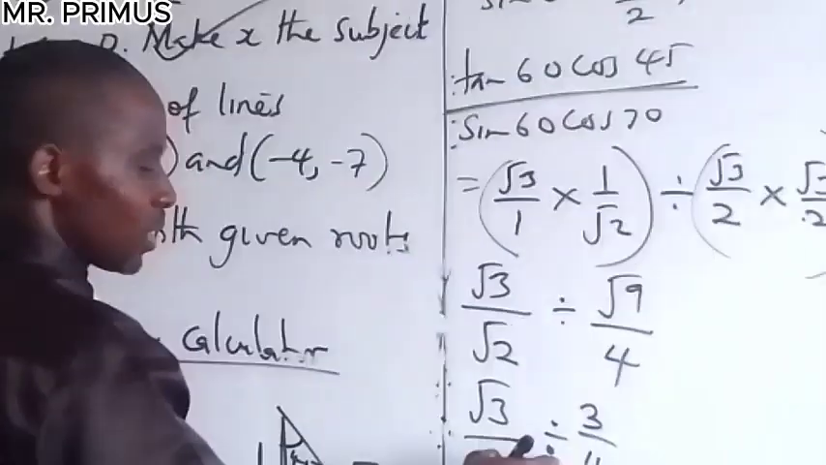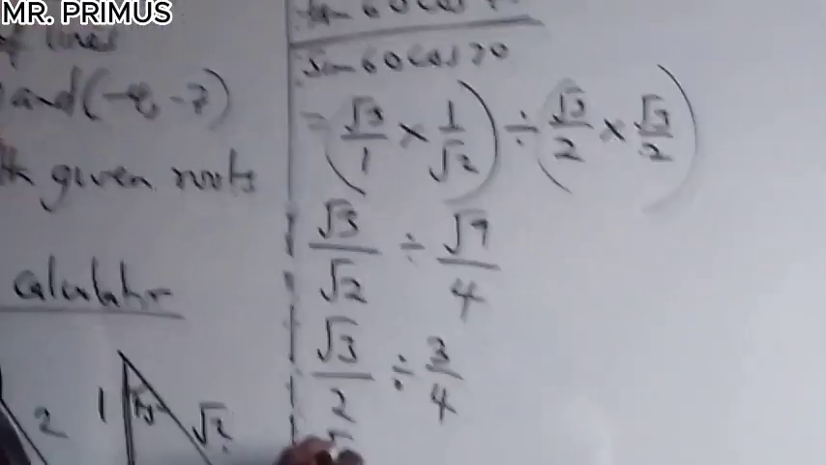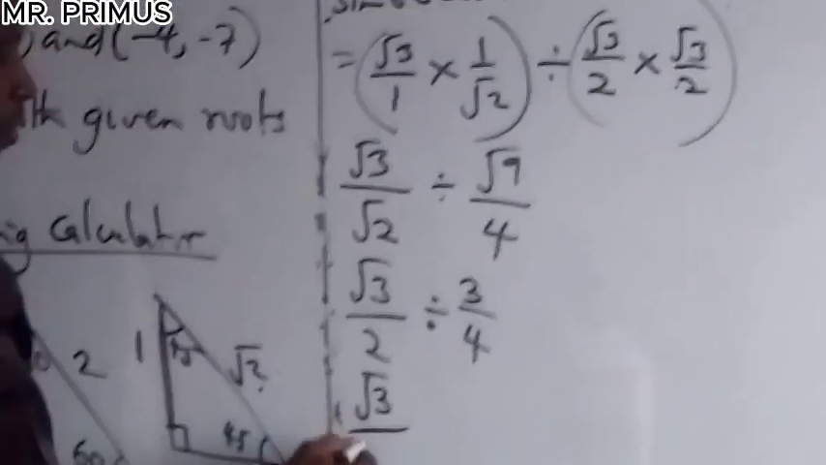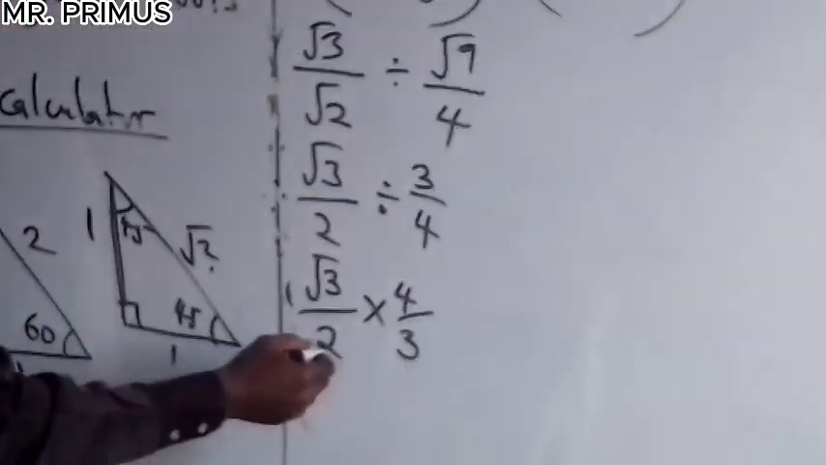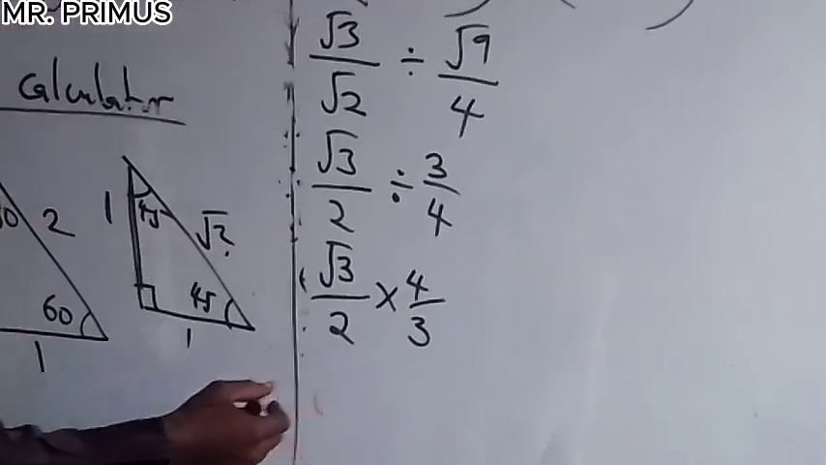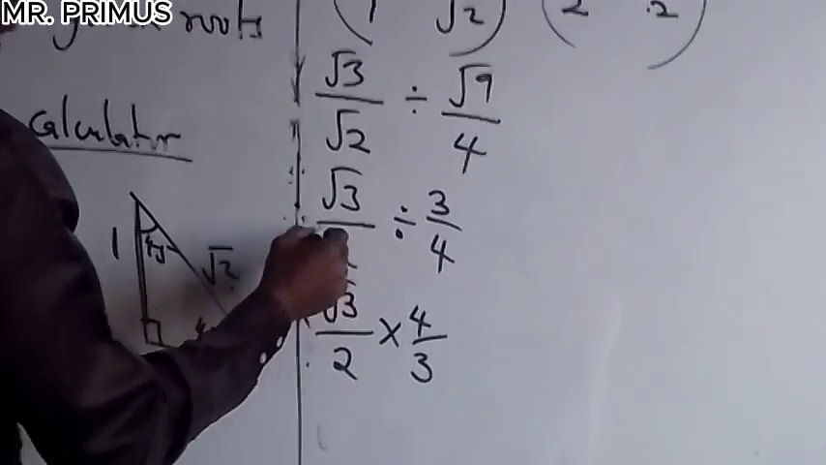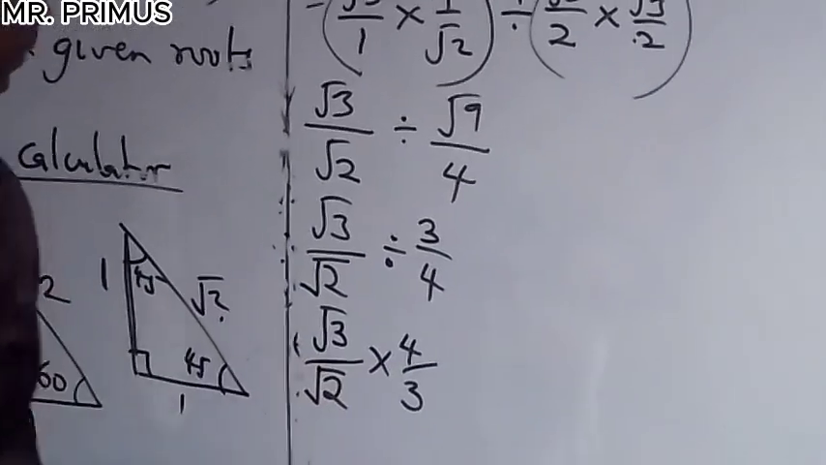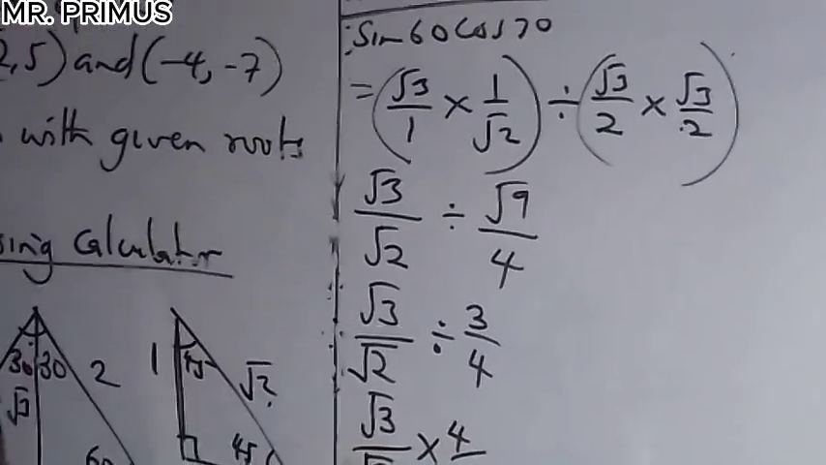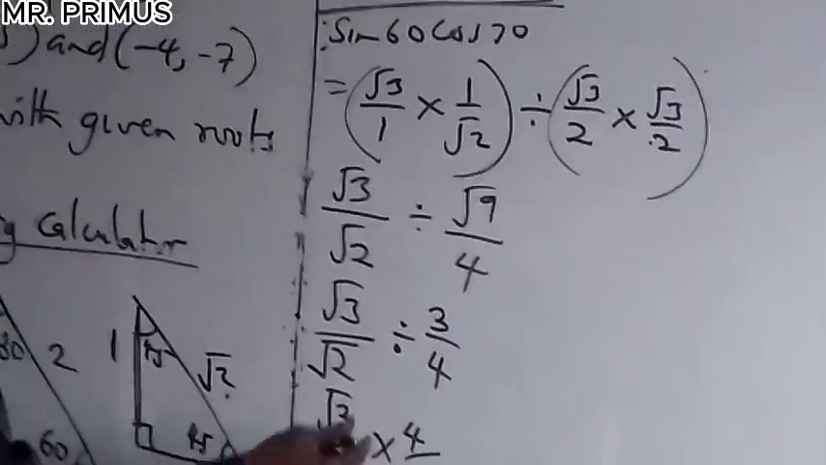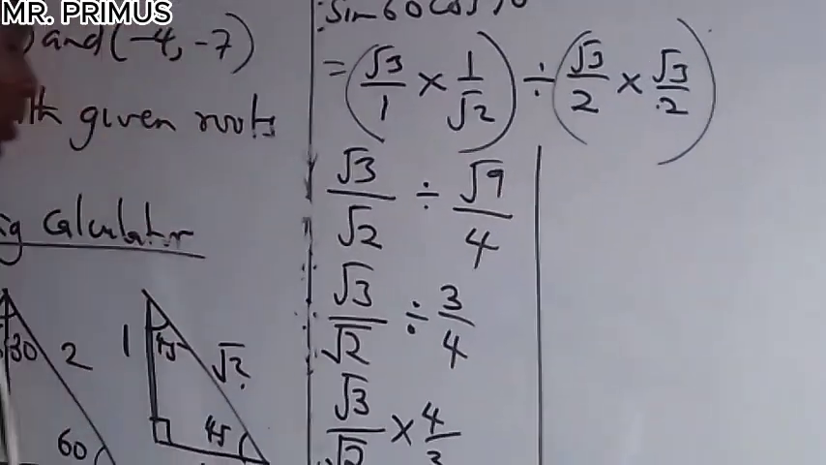So now we can change this division to times. So root 3 over root 2 times 4 over 3. This is root 2. Now, what do we do? We multiply it.